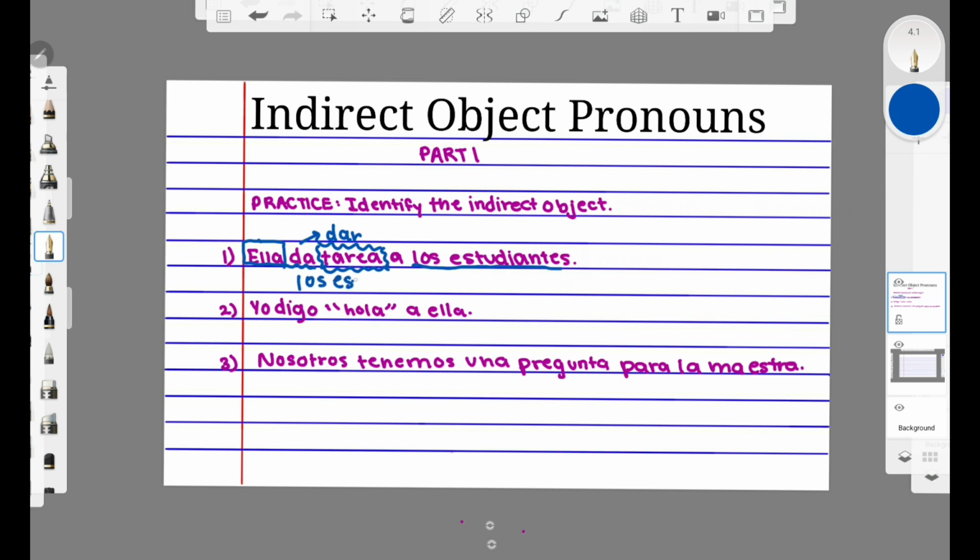Los estudiantes. They are the ones being indirectly affected by her giving the homework. And she gives it to them. Or she gives it for them.